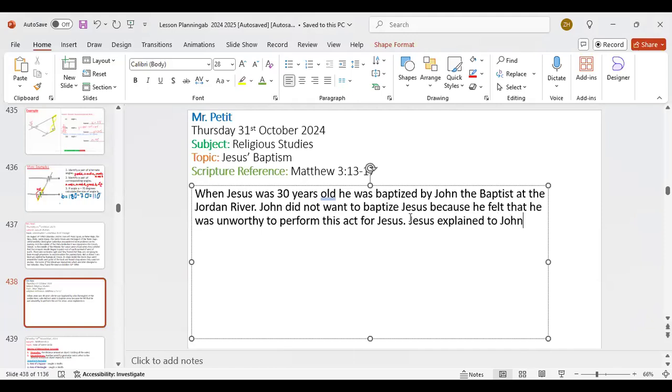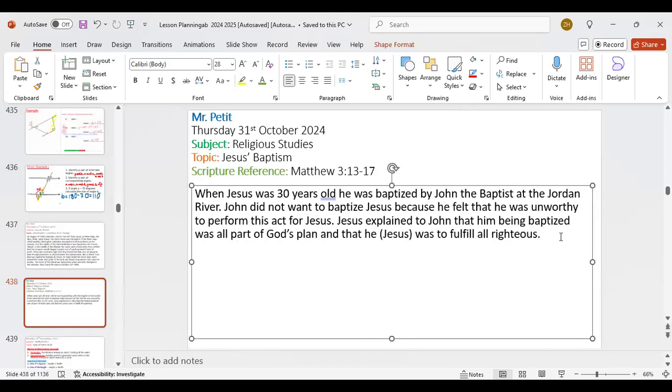But Jesus explained to John that his being baptized was all part of God's plan, and that he, Jesus, was to fulfill all righteousness. Even though he didn't technically need baptism, because he was not a sinner, he had to be baptized because he had to do everything a regular person had to do on this journey with God. He was supposed to be an example for all Christians, all believers. So when someone asks why you are getting baptized, because Jesus was baptized, right?